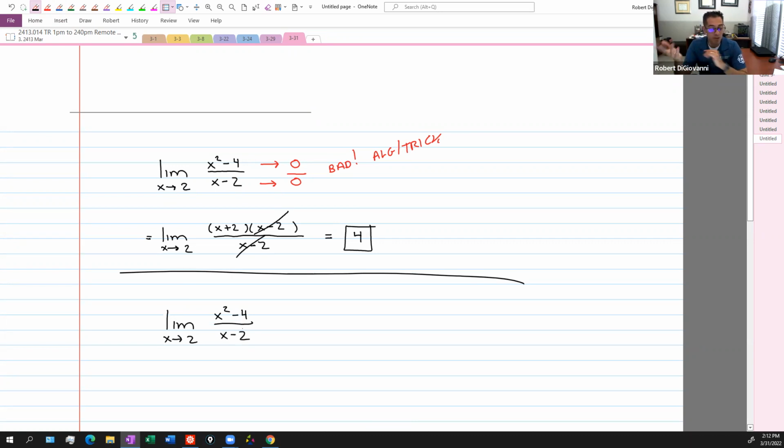The first thing we do is recognize that we do get 0 over 0. But you know how we used to say this is bad, we need some algebra? Now what we're going to say is, this is good. We can use L'Hopital's rule. So what is the rule? Again, I'll give you the rule formally in a second, but I'm just going to tell you what it is.